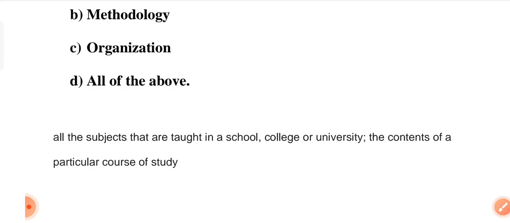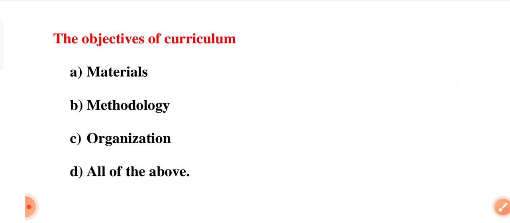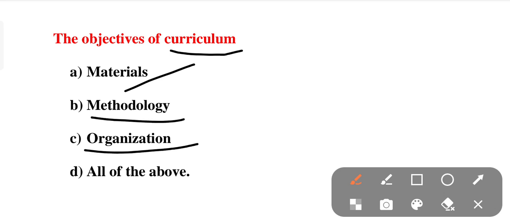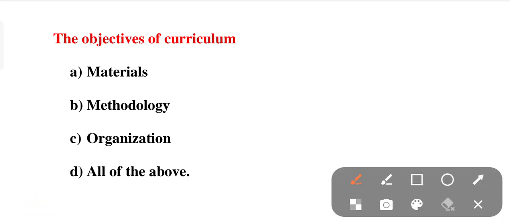Okay, the curriculum is nothing but the aims and objectives for the learning for a specific period of time. Which subjects we study, those are called curriculum. So the first question is the objectives of curriculum. Options are option A materials, curriculum is that material, or methodology, or organization, or all of the above. So the right one is the option D.